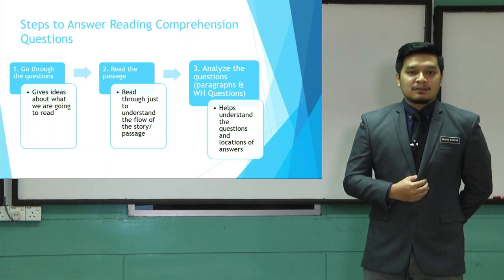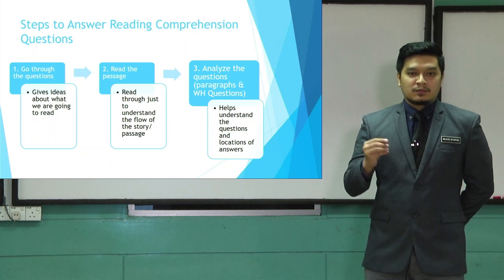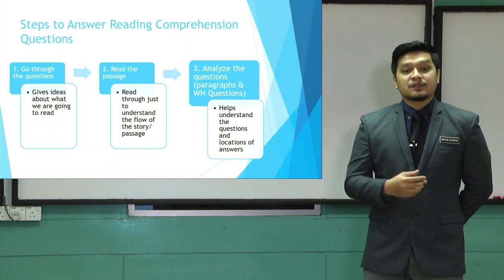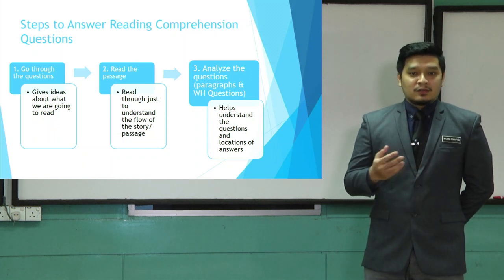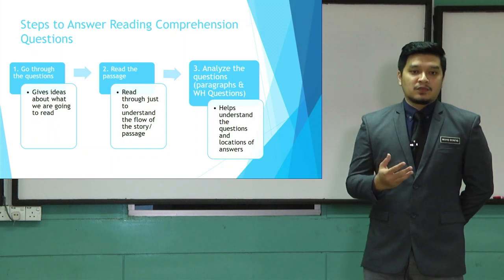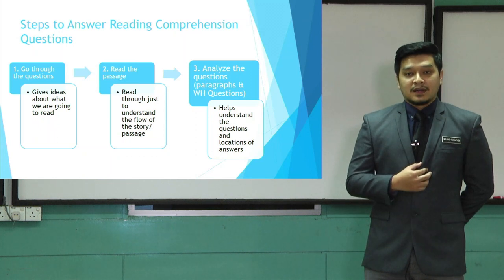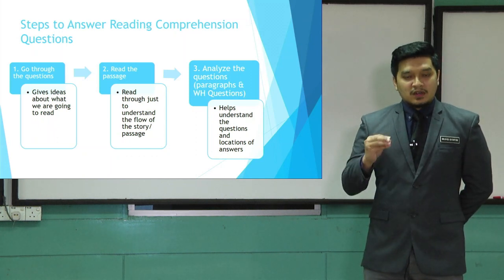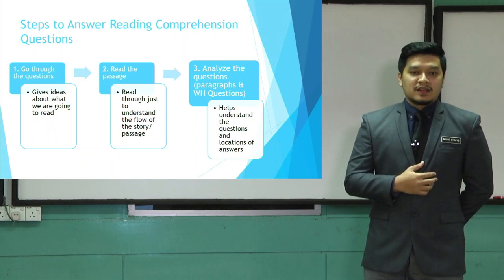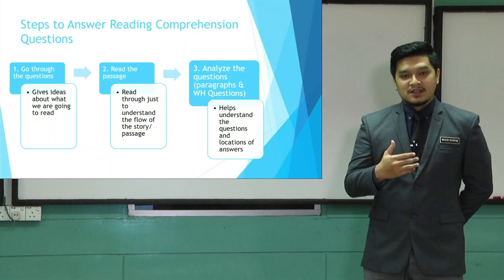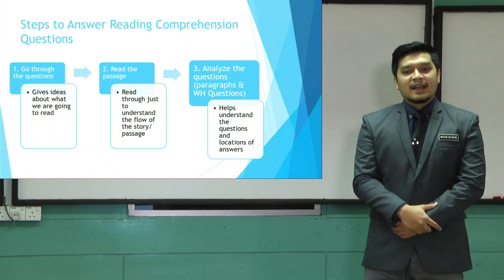And then step number 2 is read the passage. When you're reading the passage, after you have gone through the questions, you read through just to understand the flow of the story and the passage. Reading through here means you don't feel stressed if you find words that you don't understand. There might be some difficult words, but just ignore them and focus on understanding the passage as a whole. If you manage to understand the flow of the passage, you should be able to answer the questions.